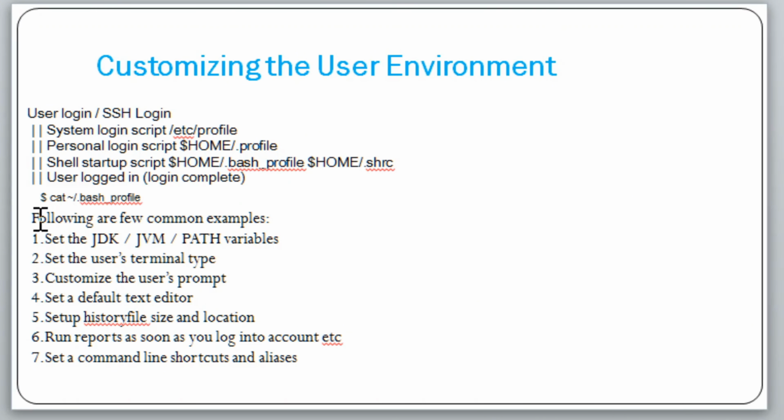And here's a couple examples of different variables we can alter in the environments. We have JDK, JVM, as well as the path variables. We can set the user's terminal type. We can also customize the user's prompt. And we can set a default text editor for them. We can set up history file size and location. We can run reports as soon as you log into an account, and more. We can also set command line shortcuts and aliases.